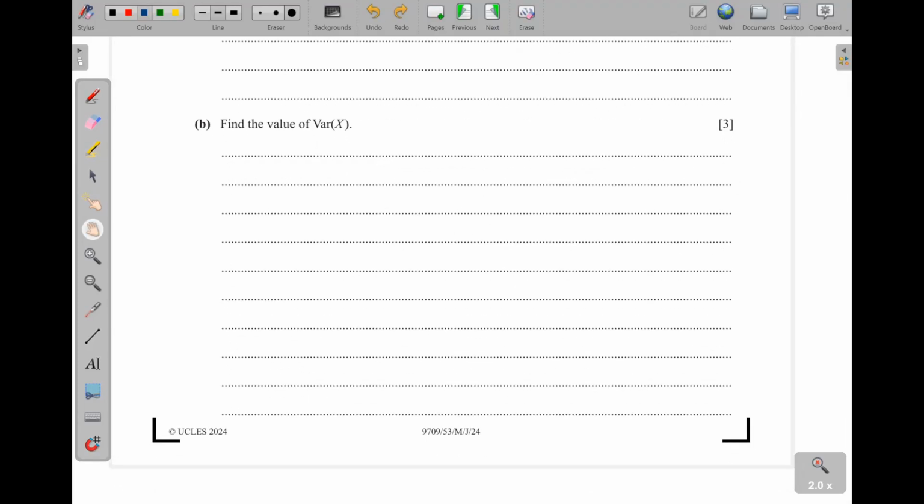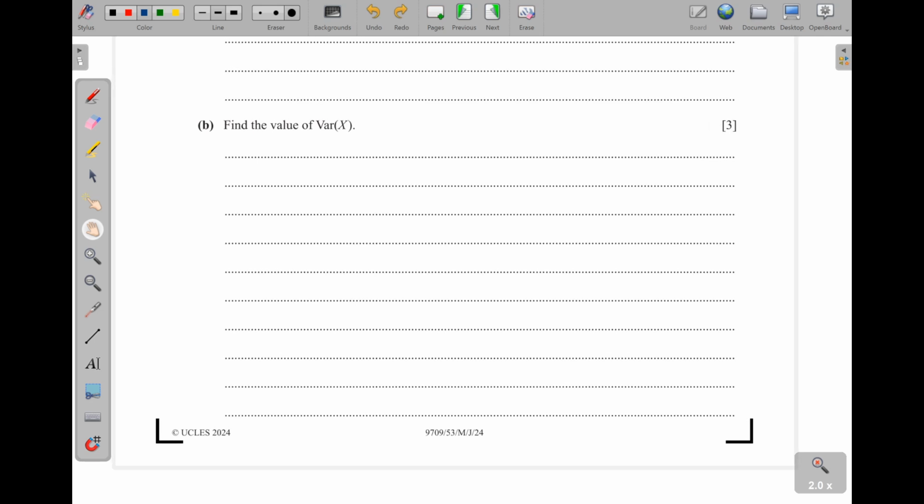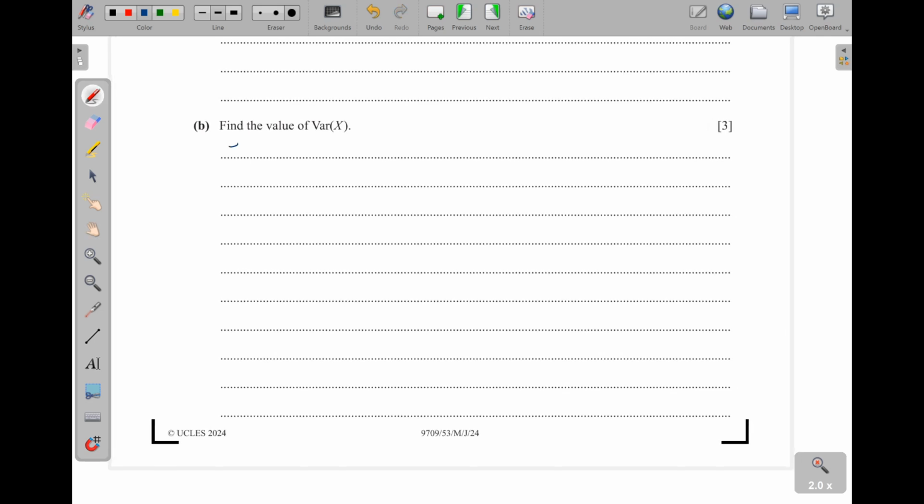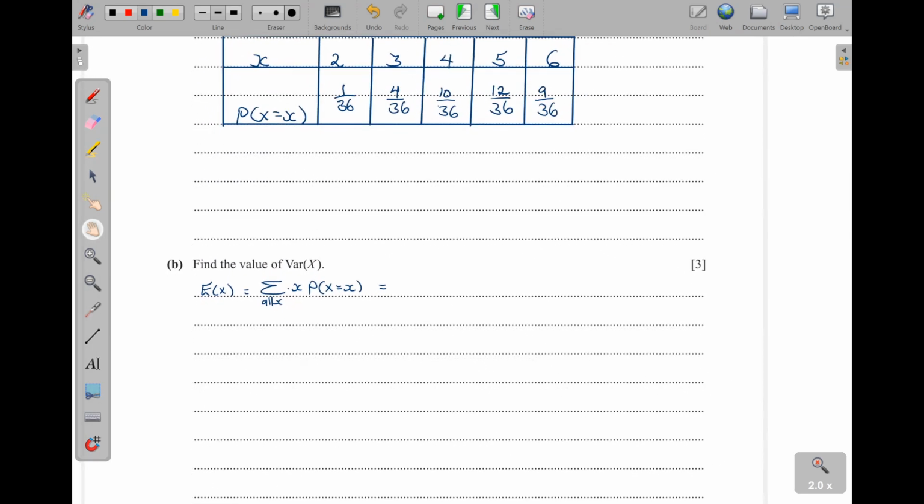Part B, find the value of the variance. Okay, so for the variance, we need to get the E(X) and the E(X squared). So what is E(X)? The mean or the expectation is equal to the sum of all values of x times the probabilities. So we can have up here, we have 2 multiplying with 1 over 36.